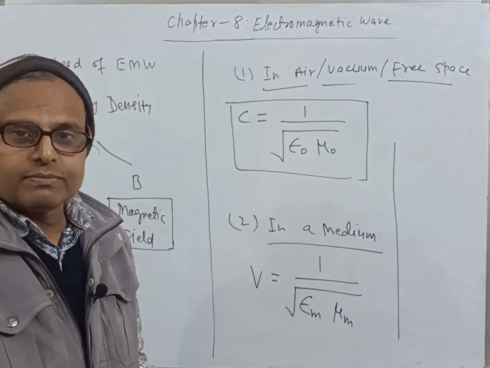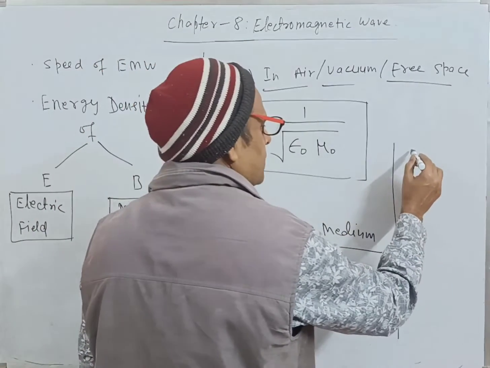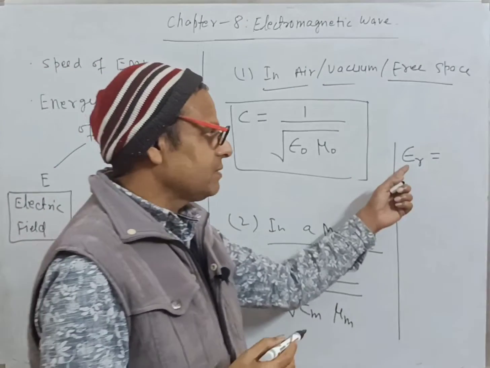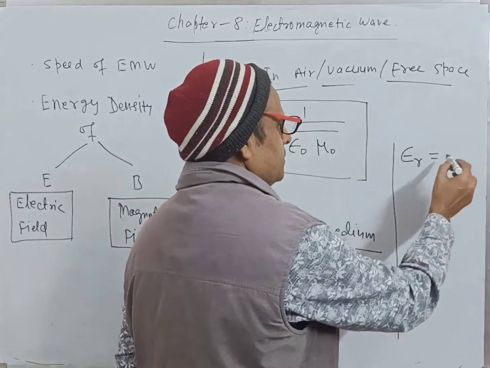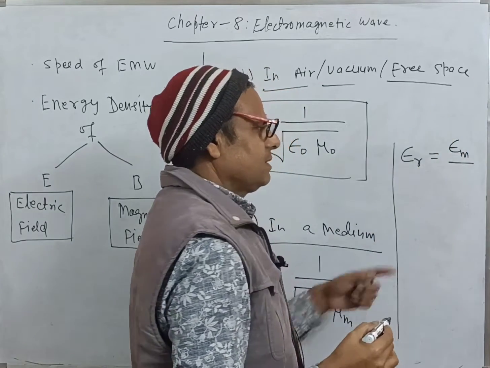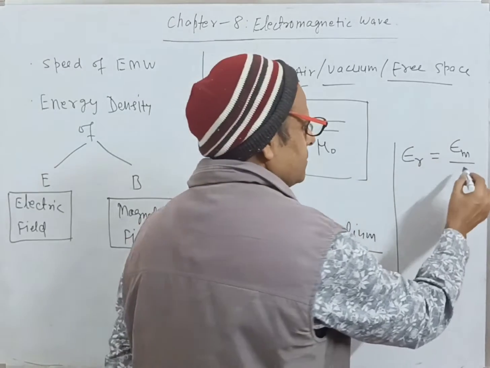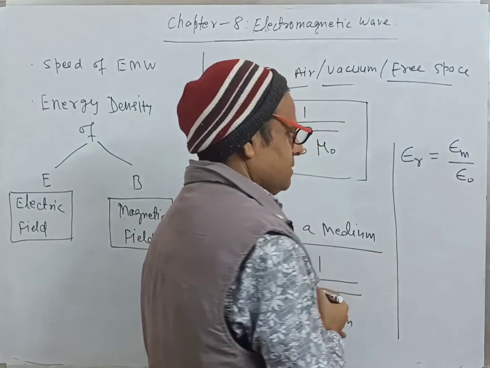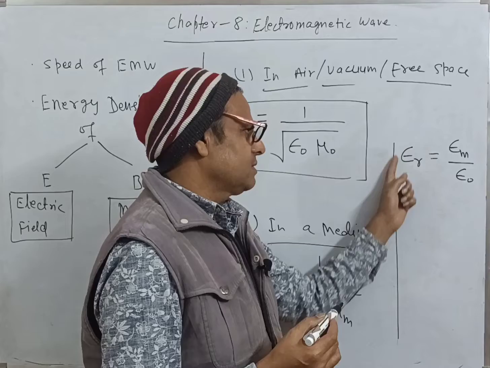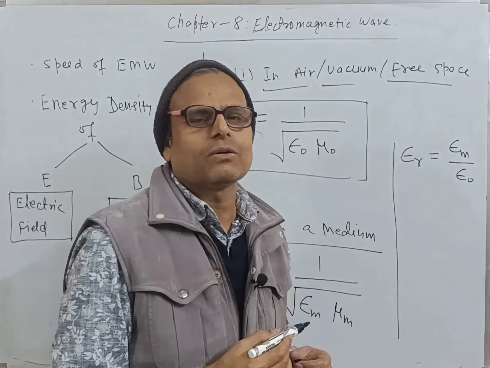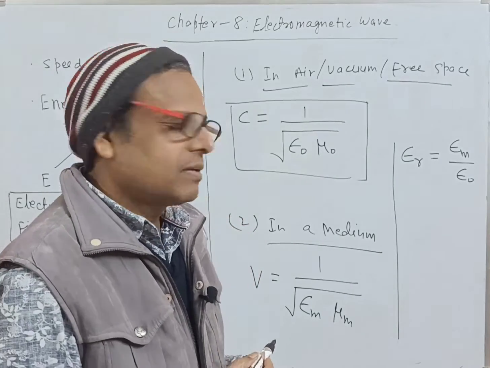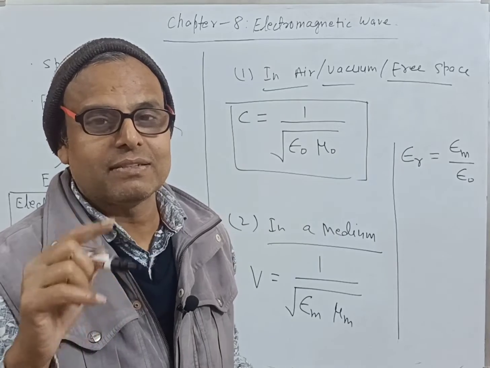You all know about the relative permittivity. The relative permittivity of a medium is equal to the absolute permittivity of the medium, that is permittivity of the medium, divided by permittivity of free space. Generally, epsilon r is known as dielectric constant. But in case of capacitance, it is written as K.